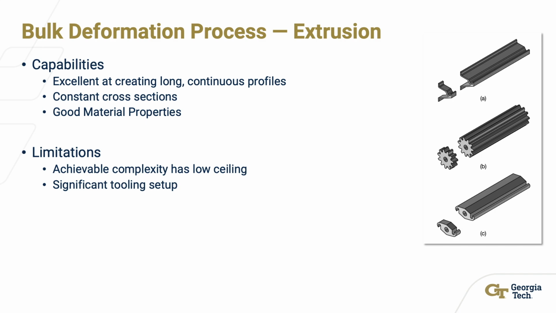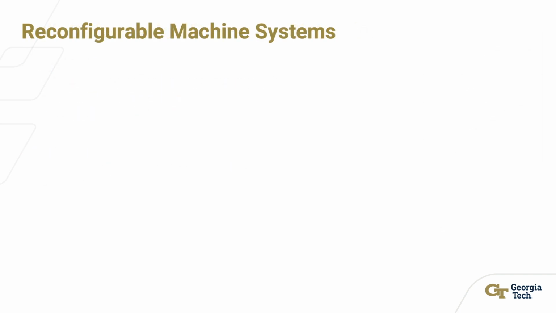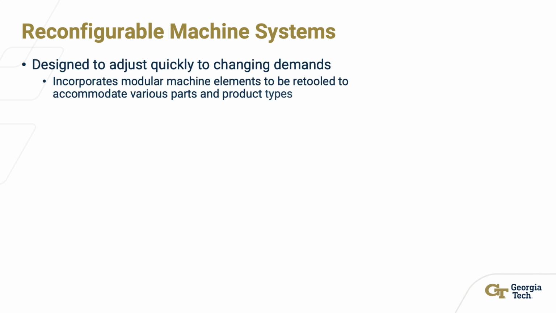Reconfigurable machine systems are multi-axial combinations of machining that are designed to be adjusted quickly in response to changing production demands. Flexibility has become a greater need in manufacturing operations, so these systems have been constructed to incorporate modular machine elements that can be reconfigured or retooled to accommodate various parts or product types. They're widely used in industries with high product variability, like automotive manufacturing, where they allow efficient production of diverse models on the same line.